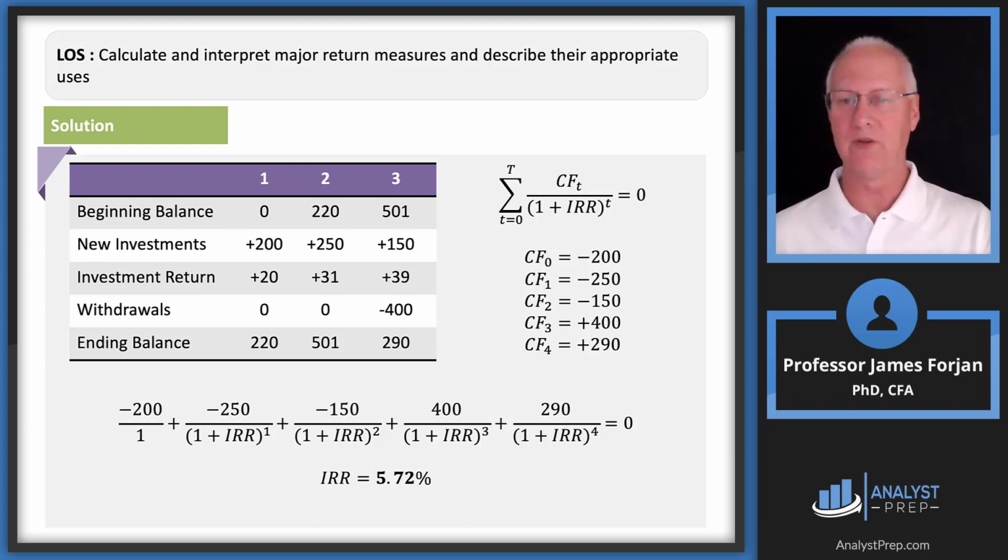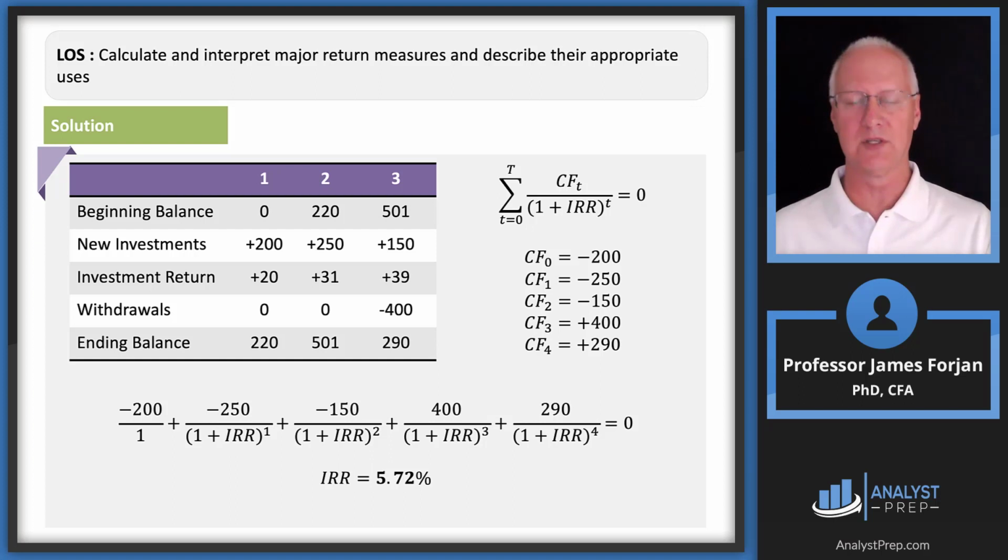So let's go ahead and figure out what that dollar-weighted or that money-weighted return is. Before we do the math, I want you to go ahead and look at the cash flows that we have over there on the top right. There's that equation from the previous slide. But now cash flow 0 is going to be a minus 200. Cash flow 1 is a minus 250. Cash flow 2 is going to be a minus 150. So those are cash outflows during those first handful of years. Then we start redeeming our shares. So we get 400 and then we're left with 290.